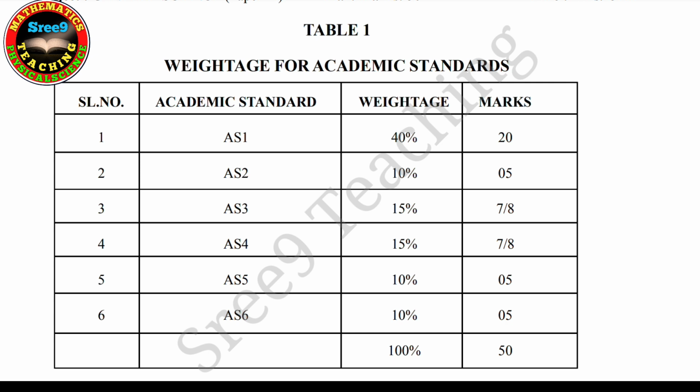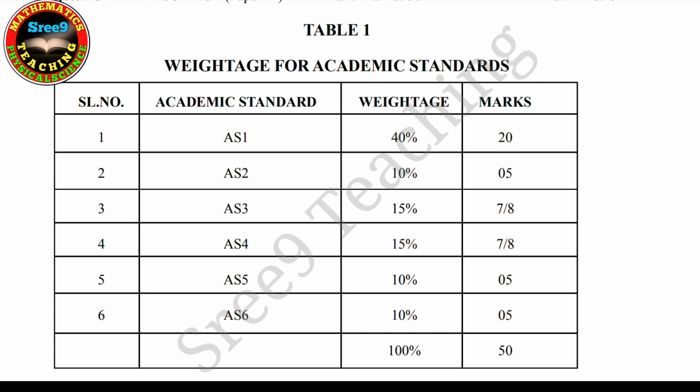And academic standard 2, asking questions and hypothesis, right? Making hypothesis and asking questions. So that is 10%, nothing but 5 marks here. And academic standard 3, that is lab activity, for that 15% means 7 or 8 marks. Now academic standard 4, that is analysis, means when tables are given, we will analyze and answer the questions, whatever the questions will be given under the table, right? Now for that 15% of marks are given, that is 7 or 8 marks.